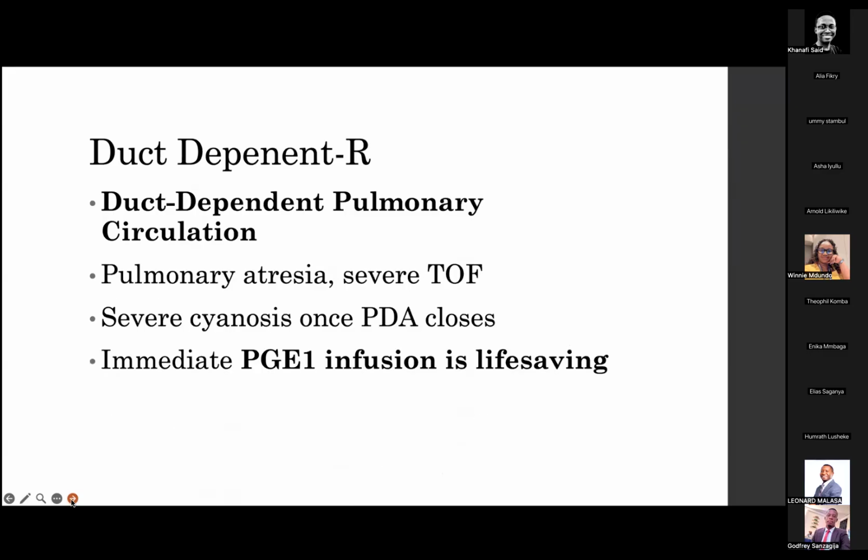And now we move on to the ductal dependent lesions which affect the pulmonary circulation, for example, pulmonary atresia, and severe tetralogy of Fallot with severe cyanosis once the PDA closes. And why am I talking about the PDA all the time, or the ductal dependent lesions? It is because if the lesion is ductal dependent and the patient presents at less than 1 month, there is time to give prostaglandin E1, which will keep the ductus open. And more on that after.